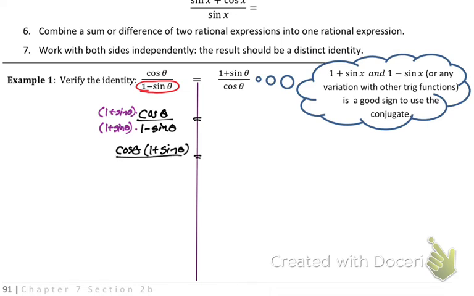Now, I harped on difference of squares almost every single lesson, because I don't want you to have to distribute this whole thing out. I want you to realize that this is a plus b times a minus b, which means you're going to have a squared minus b squared, which would be 1 squared. If you want to, you can put your squared on it. I usually just put a 1 now. So it's 1 squared minus sine squared.